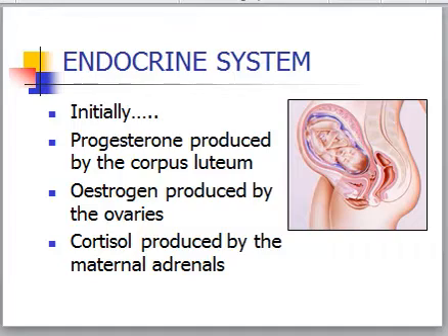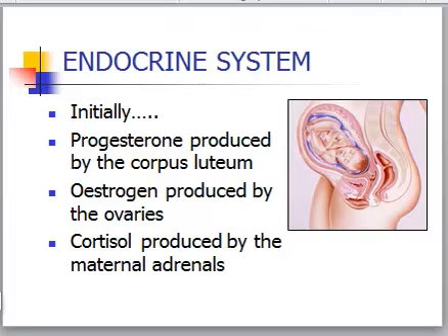Followed by that are the endocrine changes. Initially, progesterone is produced by the corpus luteum, estrogen by the ovaries, and cortisol by the maternal adrenals. This is going to alter the pituitary secretion, thyroid secretion, adrenocortical secretion, and calcium metabolism.